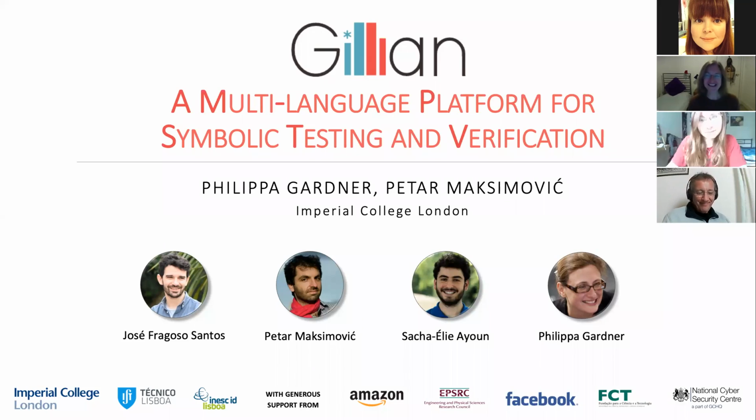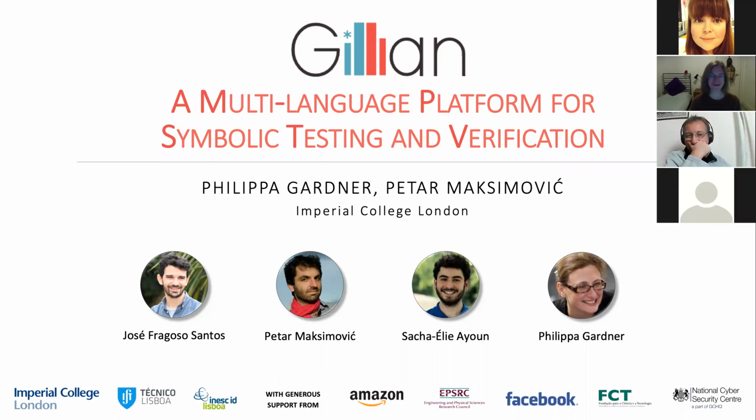Hello. So I'm going to talk about GILLIAN, which is a multi-language platform for symbolic testing and verification. I'm Philippa Gardner, and these are my co-authors. There's Jose, who used to be at Imperial and has just got an academic job in Lisbon. And there's Petter, a senior research fellow, and Sasha, a PhD student, both in my group.